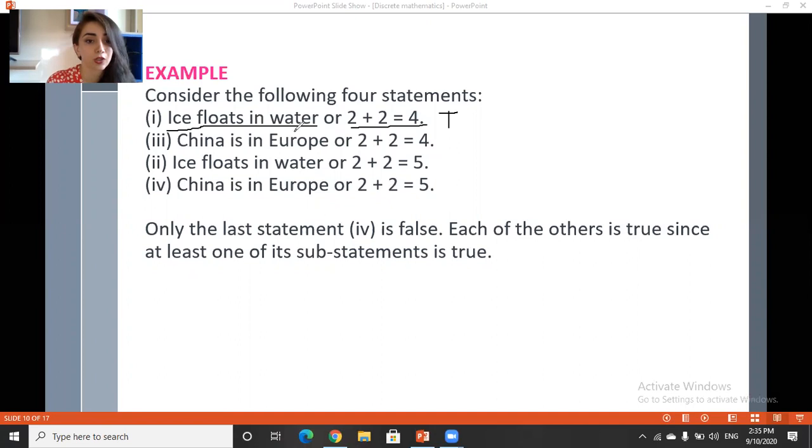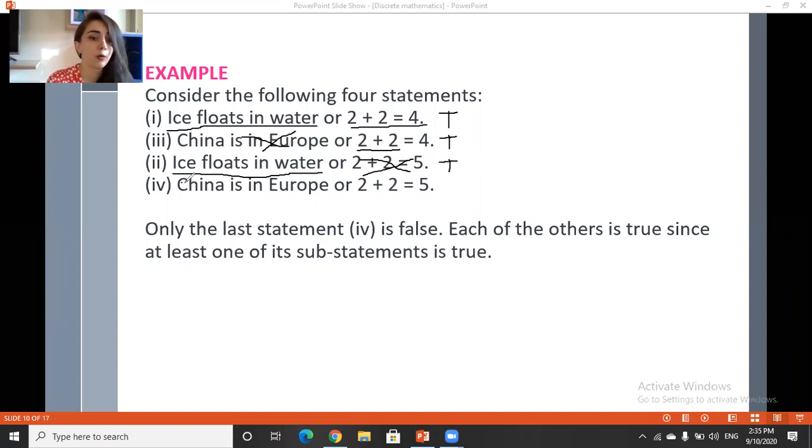2 plus 2 is 4. So this is false, but 2 plus 2 is equal to 4. This is true. We say that in this disjunction, if at least one of them is true, our result is true. So, ice floats in water. Yes, we say that it's true. 2 plus 2 is five is not true, but one of them is true, so hence our result is true.